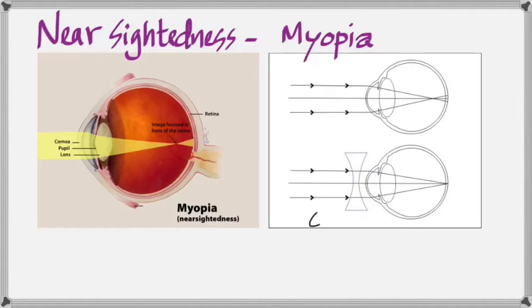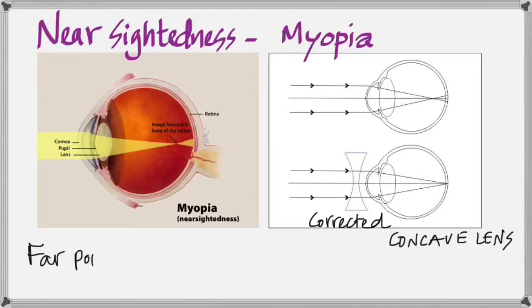You want the image to be on the retina, don't you? What would happen if you use a convex lens? It would push it further in front. You see that? So short-sightedness is corrected using a concave lens. So that's how it's corrected, by using a concave lens.